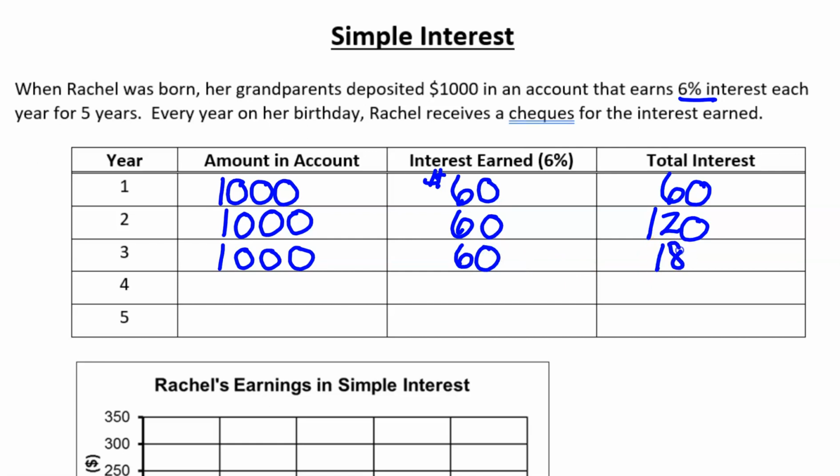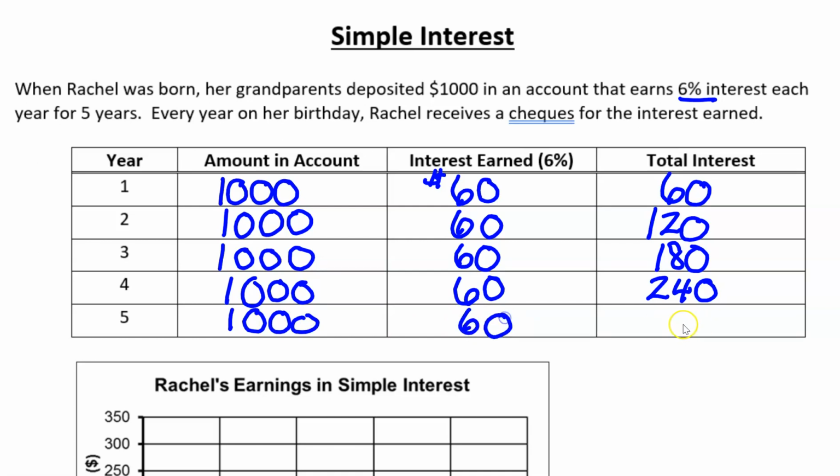Okay, so this is 180. All right, so then we have, again, $1,000 in the account, which means that we earn $60 in interest. So plus that 180, we've now got $240 in interest. Okay, we have that in our pockets, though, not in the account. In the account is only $1,000, which means that it earns $60 in interest. So in total, Rachel will have $300 extra dollars, so $300 in interest after 5 years.